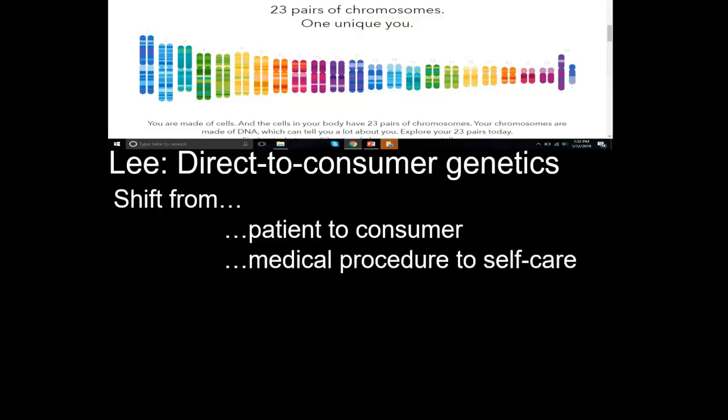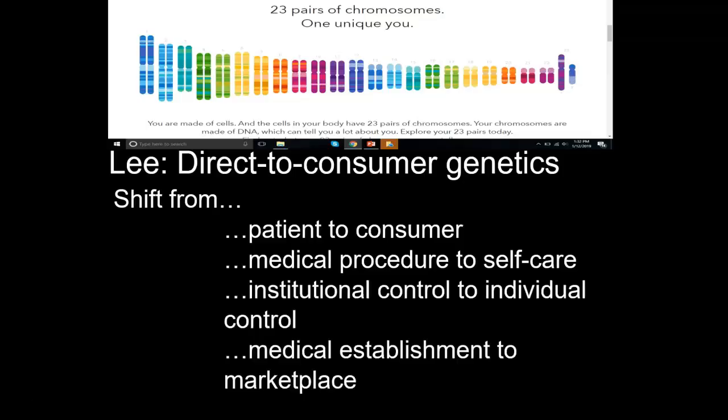Likewise, it's a move from something like this being considered a medical procedure to it being considered self-care, right? It's part of what you do to maintain your own wellness, but it's on you, right? It's also shifting that responsibility. So from institutional control, such as the medical establishment, right, going to a clinic, seeing your doctor, going to a hospital, to individual control, and also from the medical establishment to the marketplace. So again, something that used to be a transaction or an exchange between a patient and doctor is now an exchange between a consumer and a corporation.